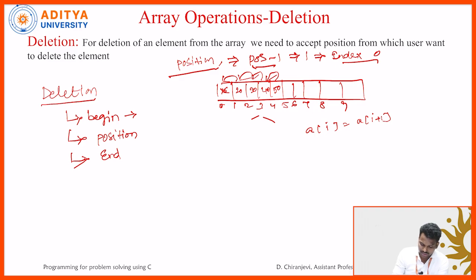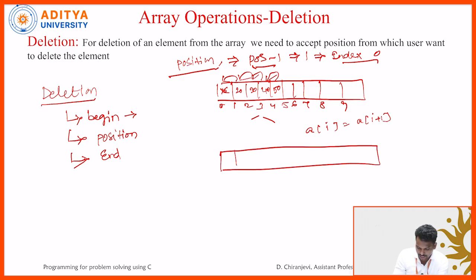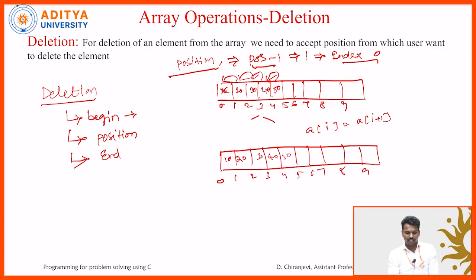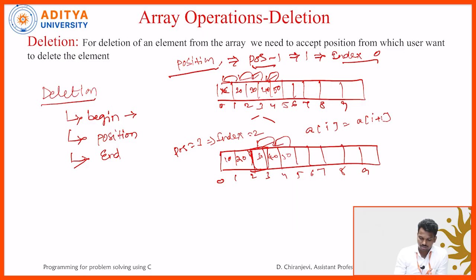Likewise, let us say you want to delete at a specific position. Let us take the same array again. Let us say I want to delete the position 3 element. The position you gave is 3, so index equals 2. This element I want to delete. Now in this case, what do we need to do? You need to shift the elements adjacent to this element to the left side. So you shift 40 to here, and 50 to here. Now the last element became empty.